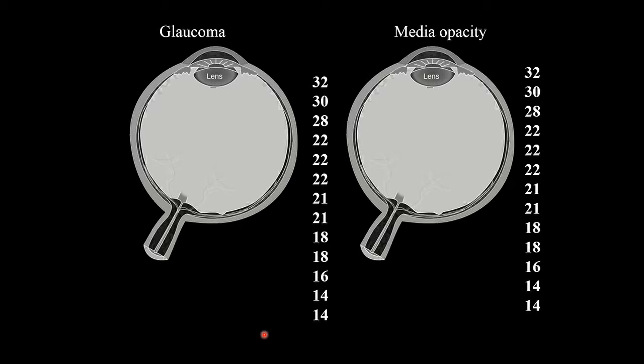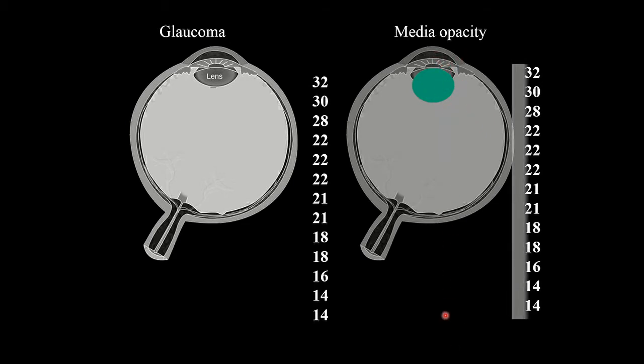Suppose this patient got some cataract over the next years. The opacity will reduce the amount of light entering the eye, and the sensitivity of all these points will be universally depressed year after year with the same amount of depression.